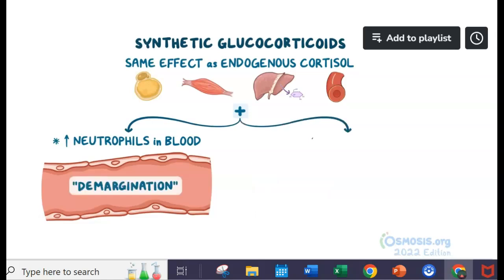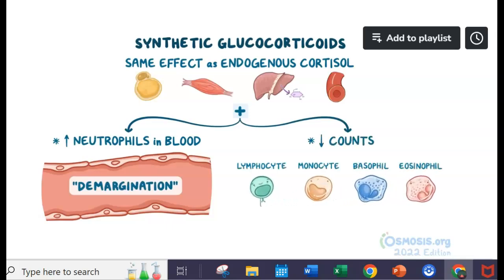At the same time, these medications also decrease lymphocyte, monocyte, basophil, and eosinophil counts.